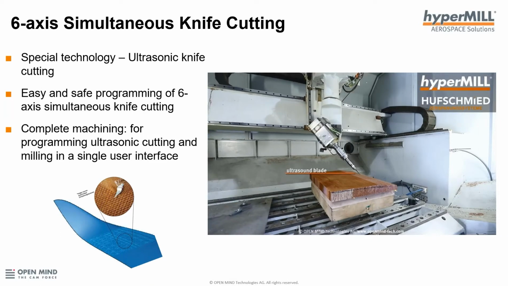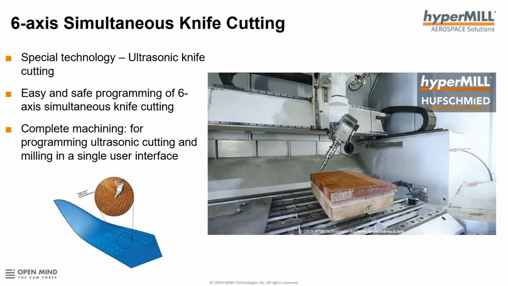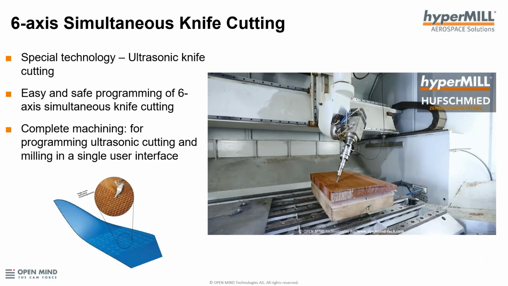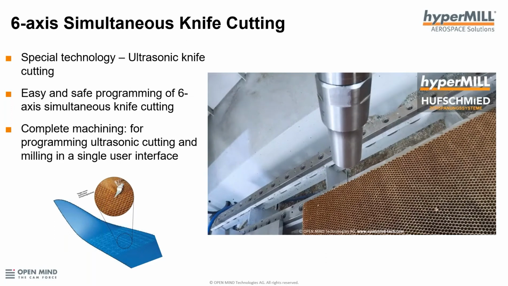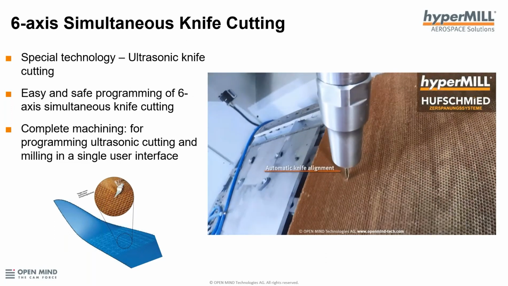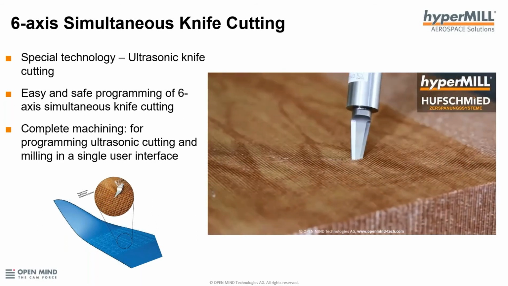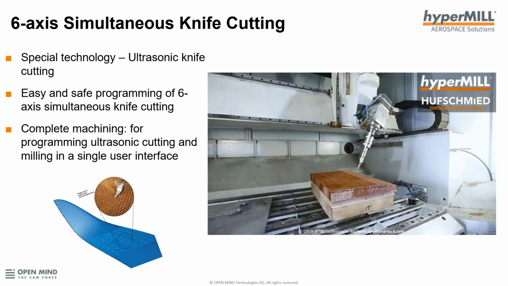So hyperMILL offers this technology called ultrasonic knife cutting or 6-axis simultaneous machining, and you can see in this video on your right hand side the cutting of these honeycomb structures and fiber optical material and even carbon fiber material, a lot of it used in aerospace and also a lot in the automotive industry, and even foams. So you can use this.